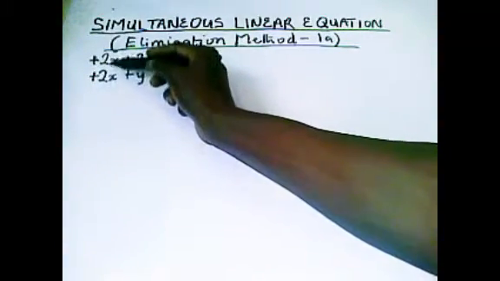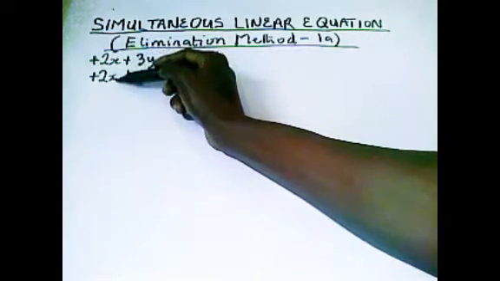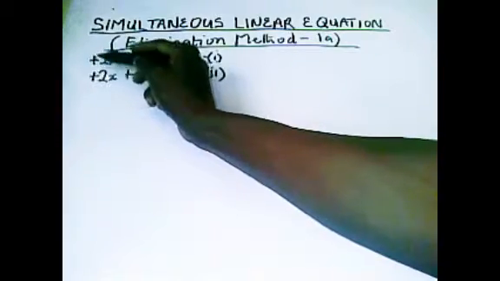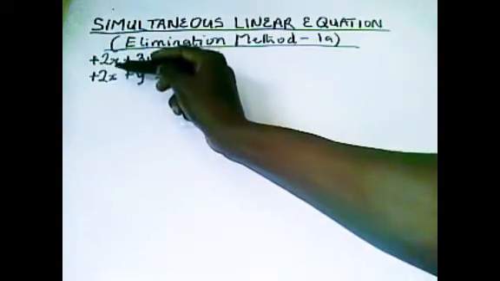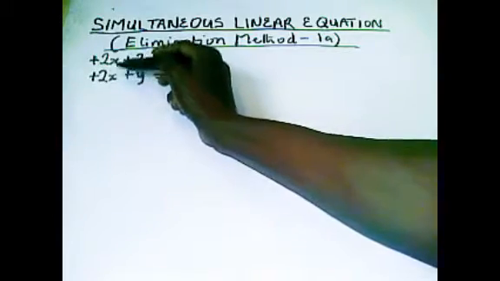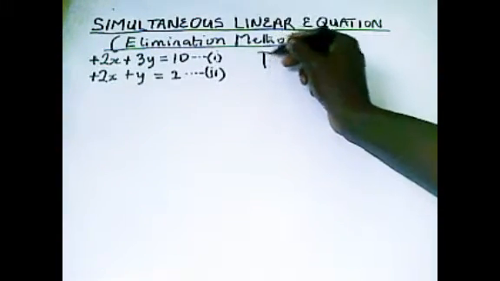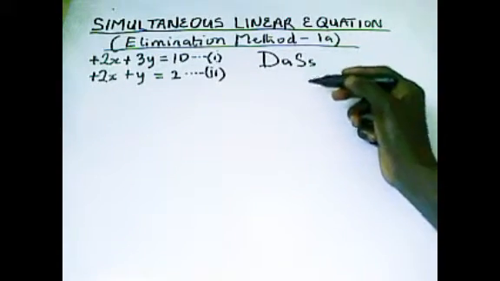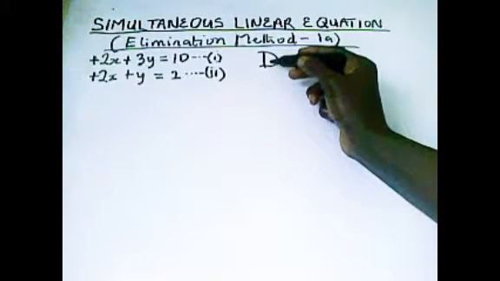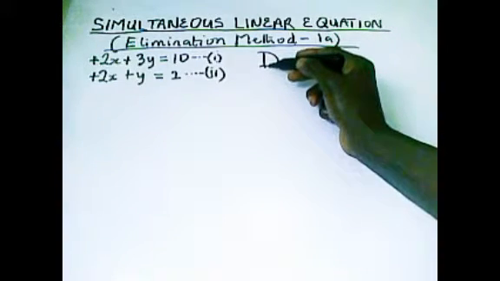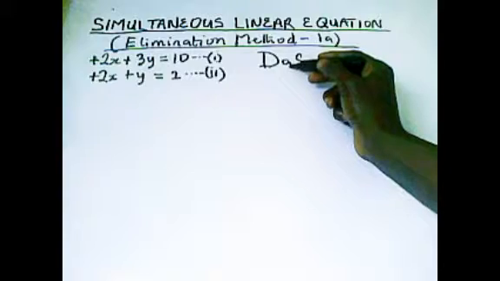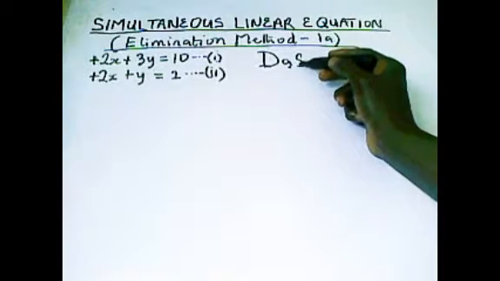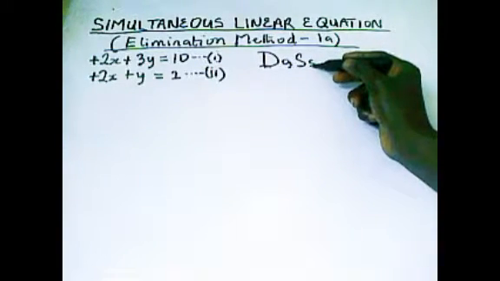Now, when you have decided on the variable to eliminate and you've seen that the coefficient is the same, we consider the sign to know how to eliminate it. To know what sign to use in eliminating the x, we use what we call the DASH concept. What does it mean? The D here means different signs. So if the signs are different, then we are to add. Now, when the signs are the same, we subtract.